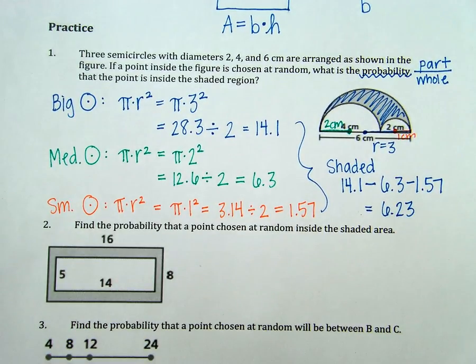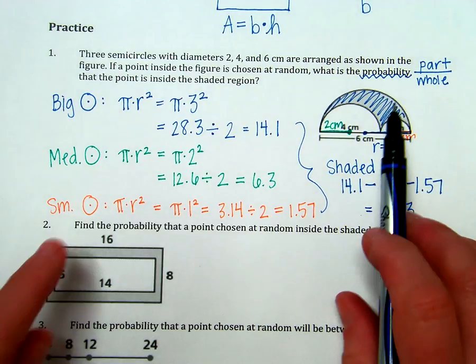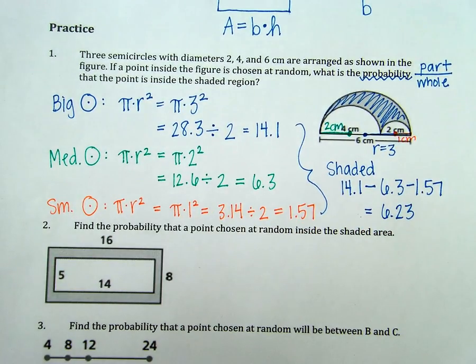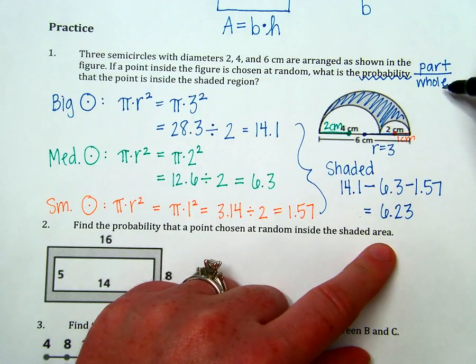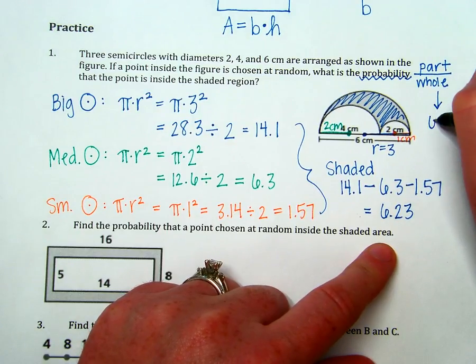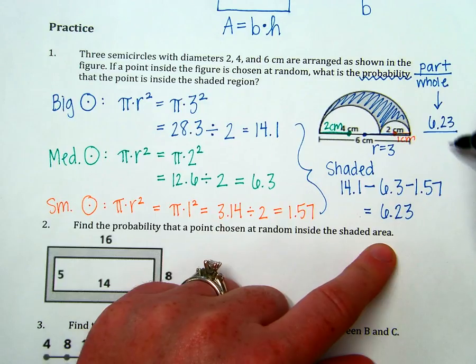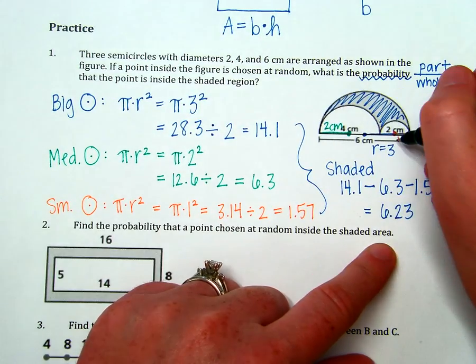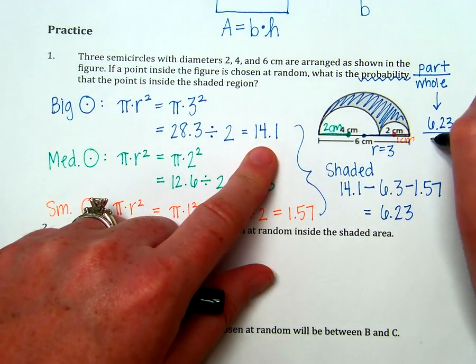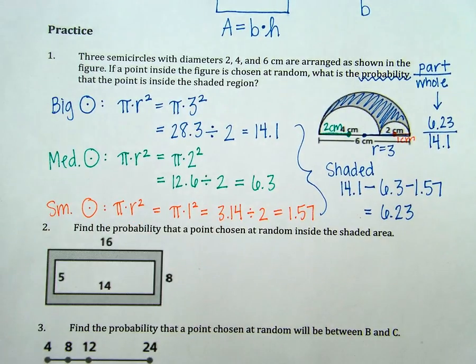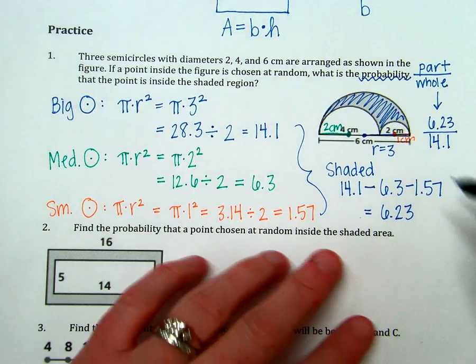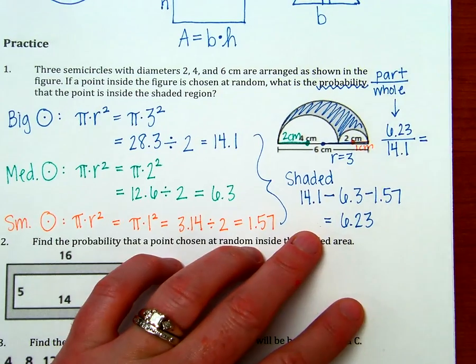Okay, so that's the part that we care about because the question said what's the probability that the point is in the shaded region. That's what we wanted. So if I come back up here to my part over whole equation, I can plug in that 6.23 number that I just got. That's the part we care about, the shaded part. The whole thing was this big half circle. The big half circle we figured out was 14.1. When you type 6.23 divided by 14.1 in your calculator, you should get about 0.44.